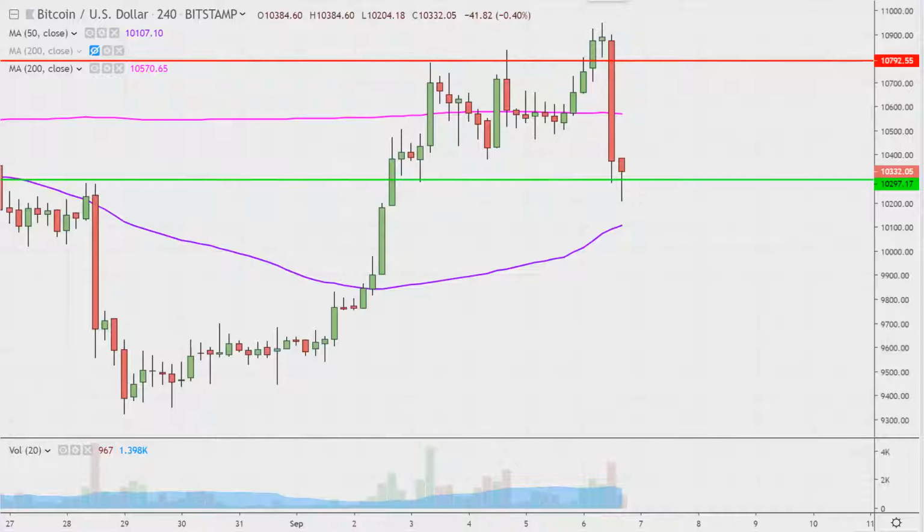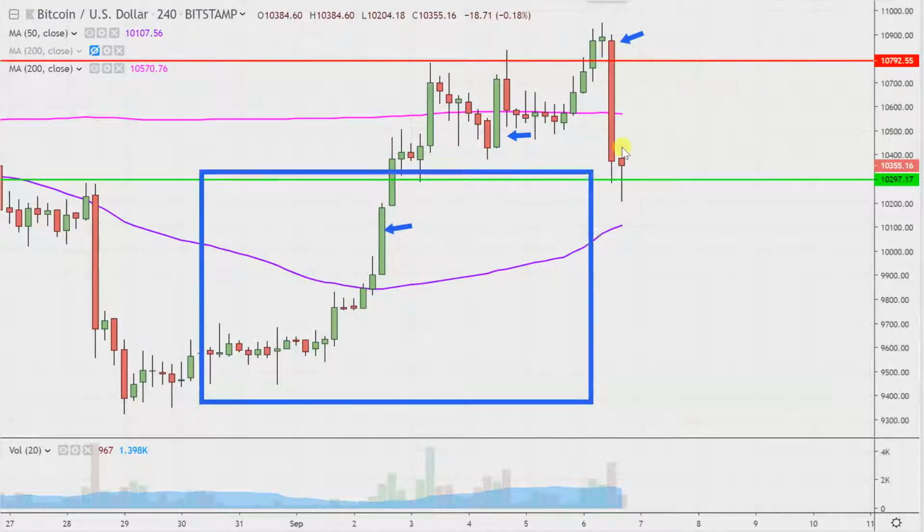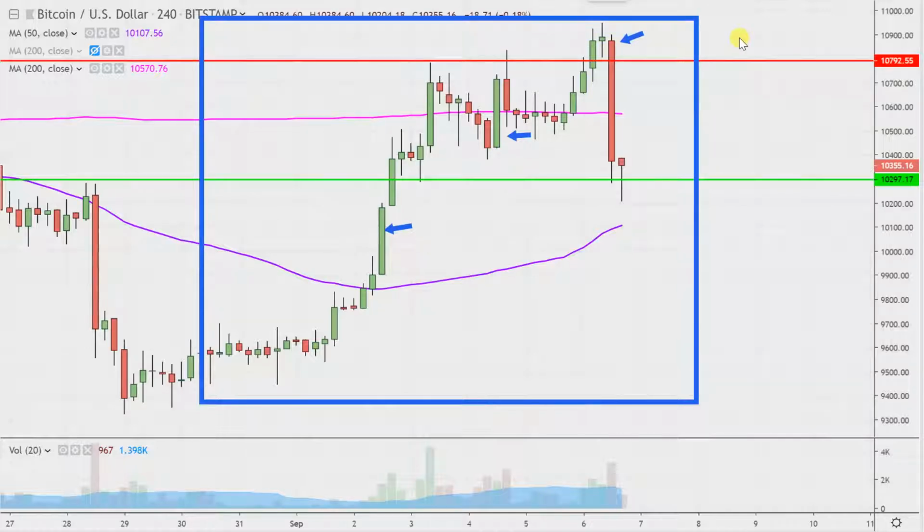Real quick, what do I mean by 4-hour in case you may be new to charts? Instead of each one of these candlesticks here representing 1 day's worth of price action, which is what you would normally see, each one represents 4 hours. So while this may look like a couple of months worth of time, it's actually just the past couple of weeks broken down into 4-hour time slices.